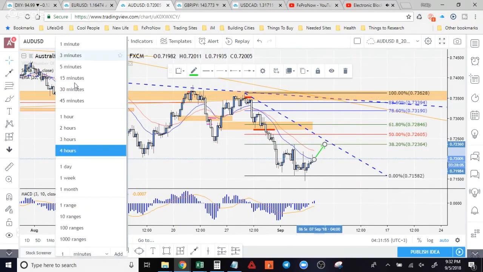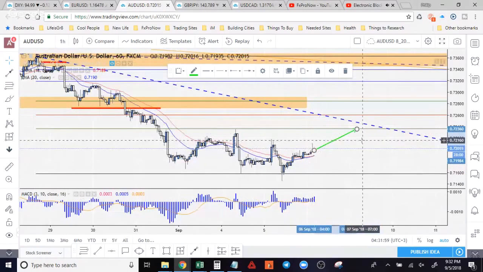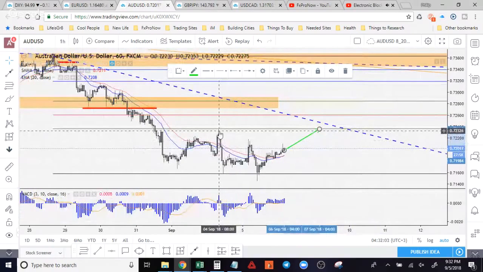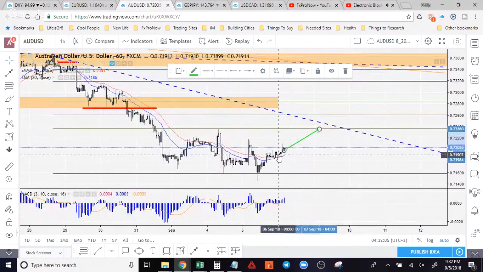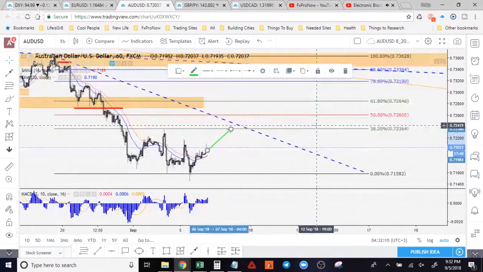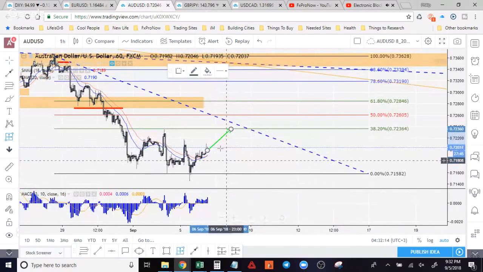Now my entries are going to be based upon the 1 hour and a break of structure on the 15-minute. That's how this works. As you can see here, price wicked this area, and it's not enough. We need price to really have a good retrace for me to feel comfortable. So that green line right there is a 38.2. So I see price will probably continue to push up.